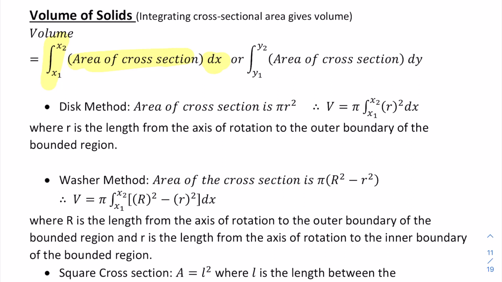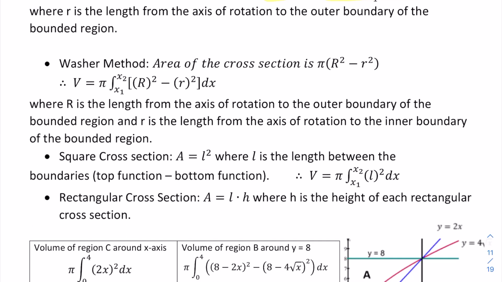Realize you're going to have to be comfortable doing these volumes in dx and in dy. I'll show you how that works a little bit later. The disk method is if your cross sections are a solid disk, so the cross sections are going to be a circle, which is pi r squared. So our volume is just going to be pi r squared integrated over whatever interval we're talking about.